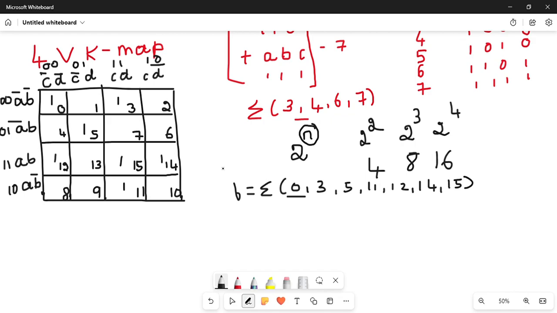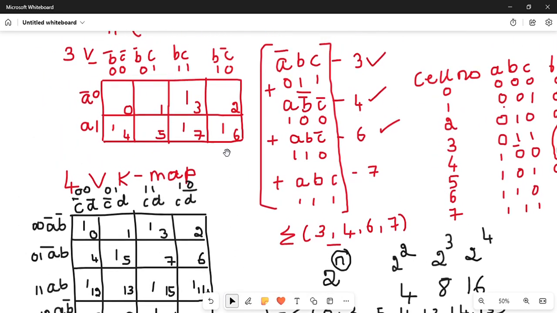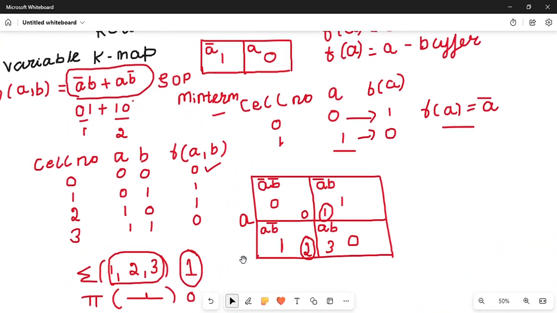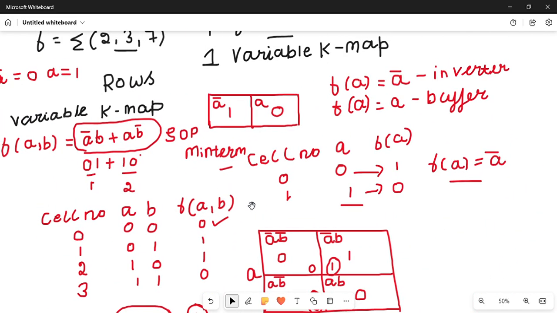Okay, so this is what is for today's session, and let me just revise it once again. What is a one variable K-map? A one variable K-map corresponds to one variable, and it has one row and two cells. Consider an example, say f of a is equal to a bar, which acts as an inverter. The truth table for the inverter is: if you apply 0 it becomes 1, and 1 becomes 0, so f of a is equal to a bar, right? So you write the resultant here: 1 and 0, for a bar and a, right?